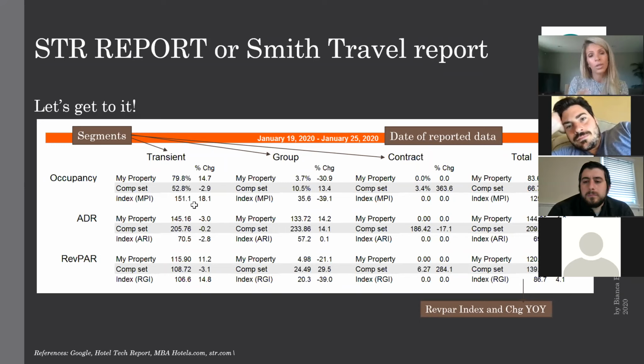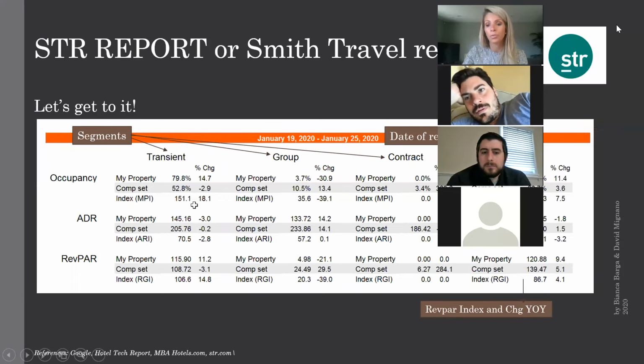Not recommended. We always want to see you compared to hotels that are similar to you, so you can aim for that 100%. One thing that we also wanted to show you here is that it's very important to not ignore your performance year over year. So this 4.1% means that you beat your competitive set in terms of growth year over year. You, in terms of RevPAR, grew 9.4%.